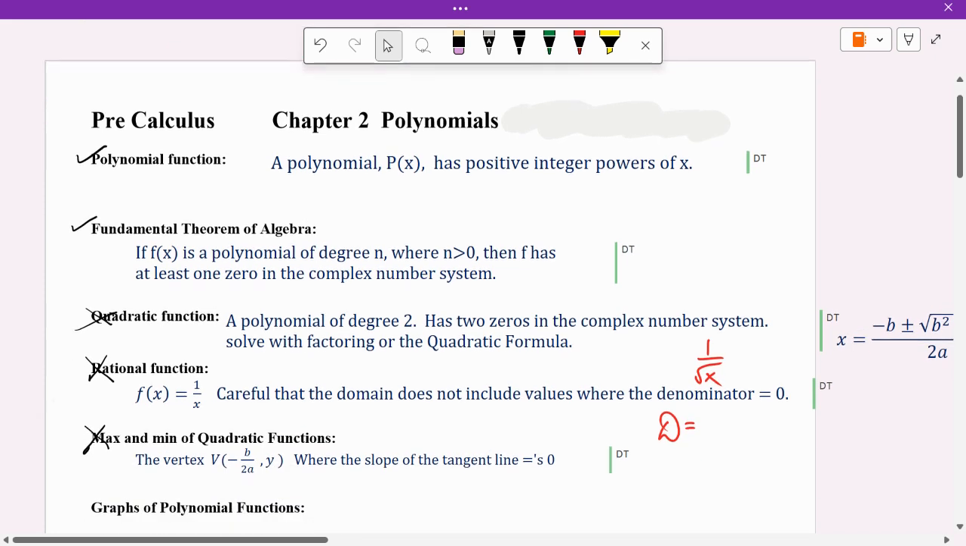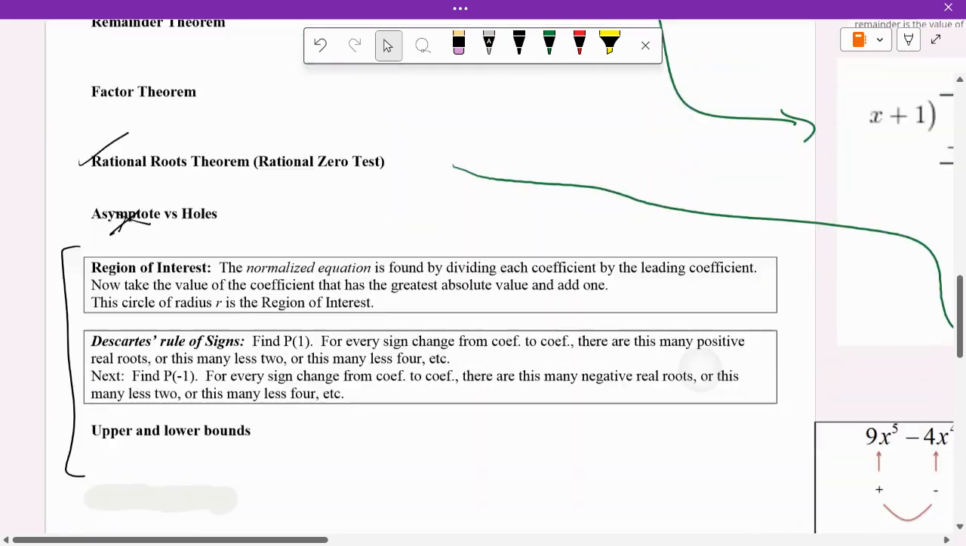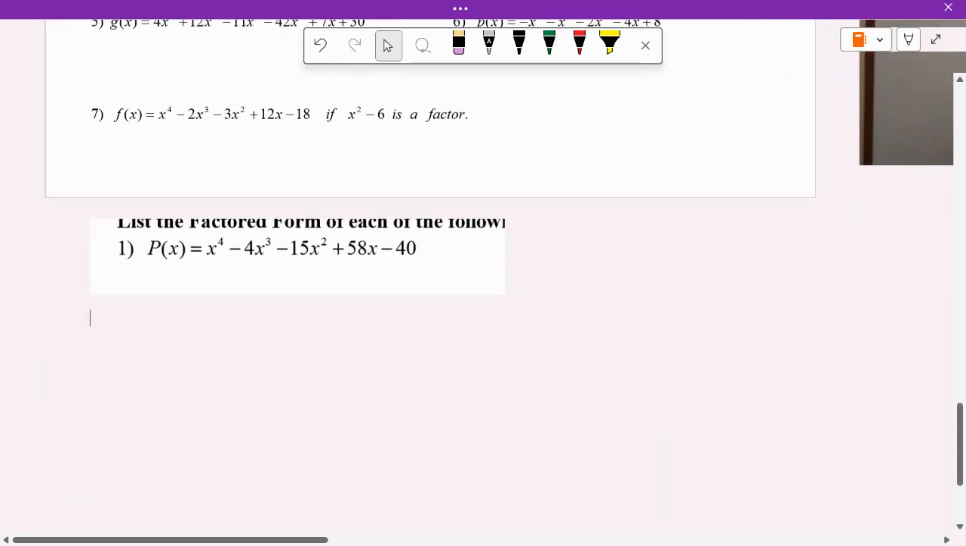Okay, so a reminder that a polynomial has positive integers. Look at the example here, that's your example. Notice how your polynomial, guys, is the sum of power functions with positive integers.